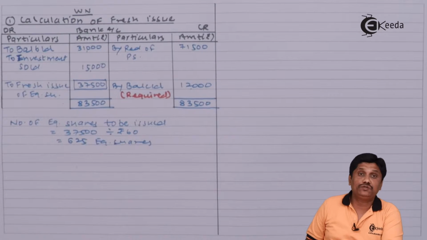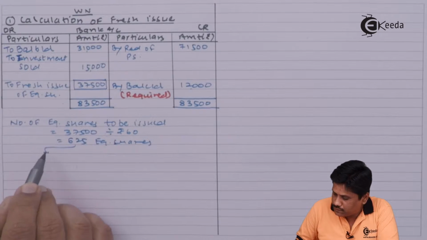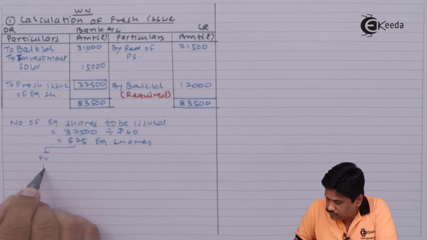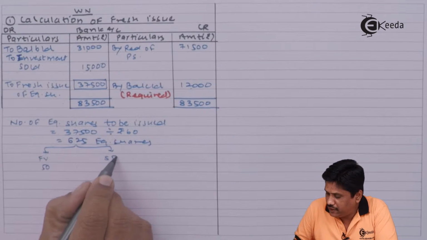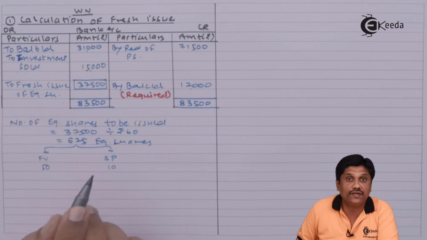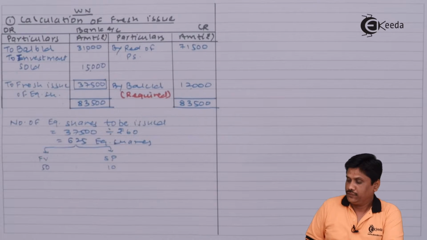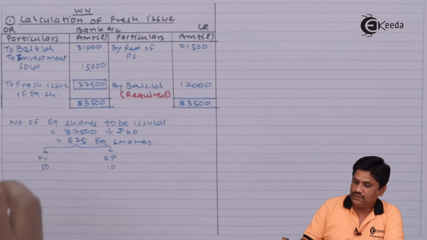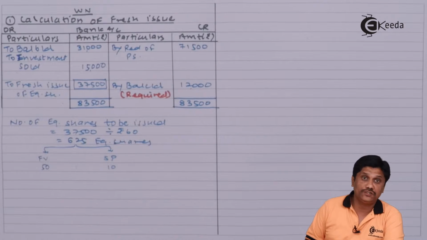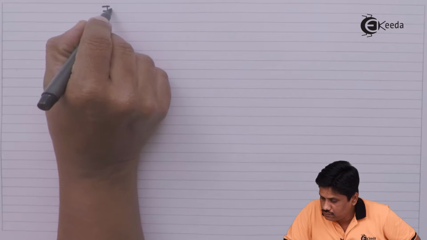So company will issue 625 equity shares of face value 50, but it will be issued at a premium. So securities premium I am expecting is 10 rupees. So in this way I decided how much fresh issue we need. This 12,000 I will directly write in my revised balance sheet. It is the way how I calculated the fresh issue. Okay, so we'll go ahead with the journal now.